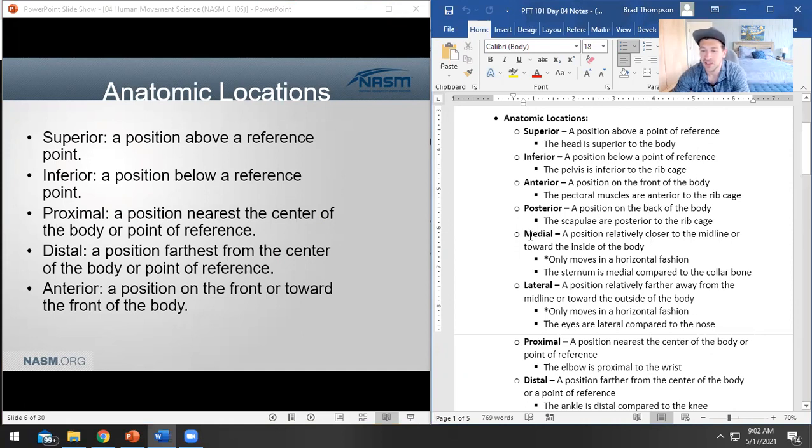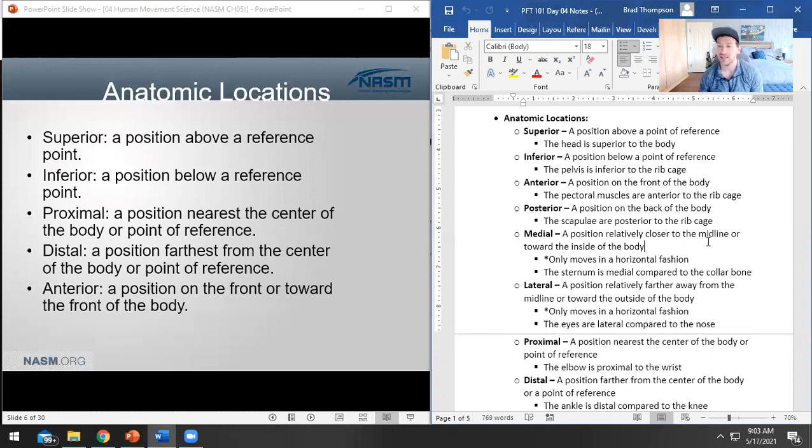Then we've got medial and lateral. Medial and lateral are a little bit different. Medial is a position relatively closer to the midline of the body, and lateral is a position that's relatively farther from the midline of the body. And this only moves in a horizontal fashion, so you're becoming more medial or more lateral. If I'm doing a chest fly, I am bringing my palms from a lateral position to a medial position, and then I would bring those back.